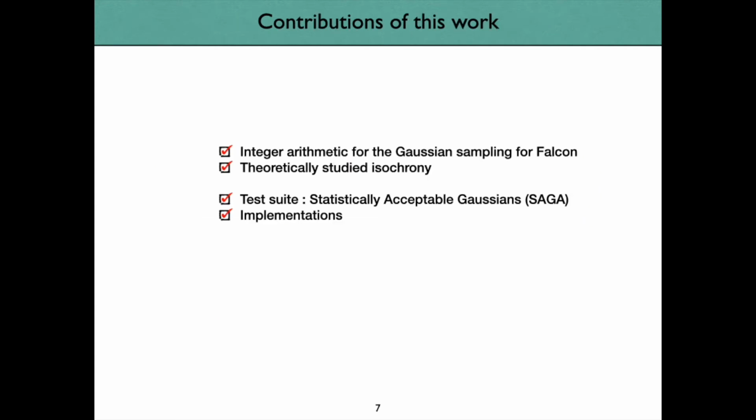This work can be decomposed into two parts. The first part is the introduction of a new Gaussian sampler for Falcon. This sampler is simple, fast, and uses only integer arithmetics. We also provide security and isochrony proof. In a second part, James will present a new statistical test suite that we called Statistically Acceptable Gaussians. He will also present our implementations.